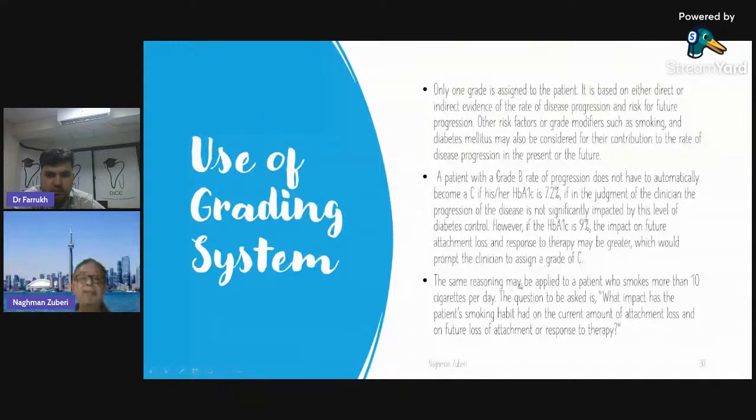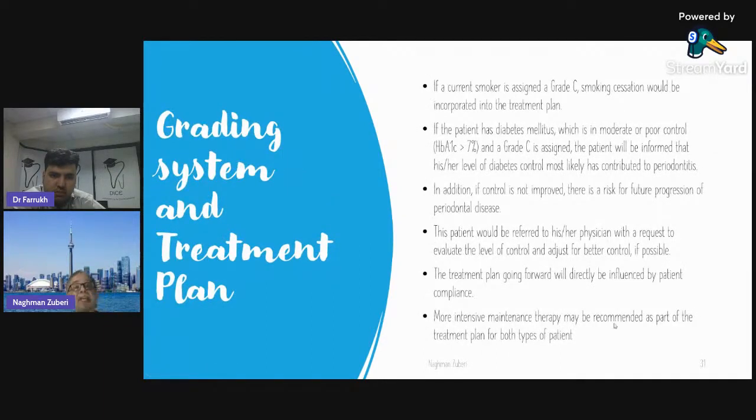The same reasoning may be applied to a patient who smokes more than 10 cigarettes per day. The question to be asked is what impact the patient's smoking habit has had on the current amount of attachment loss, and on future loss of attachment or response to therapy. If a current smoker is assigned a grade C, smoking cessation would be incorporated into the treatment plan.